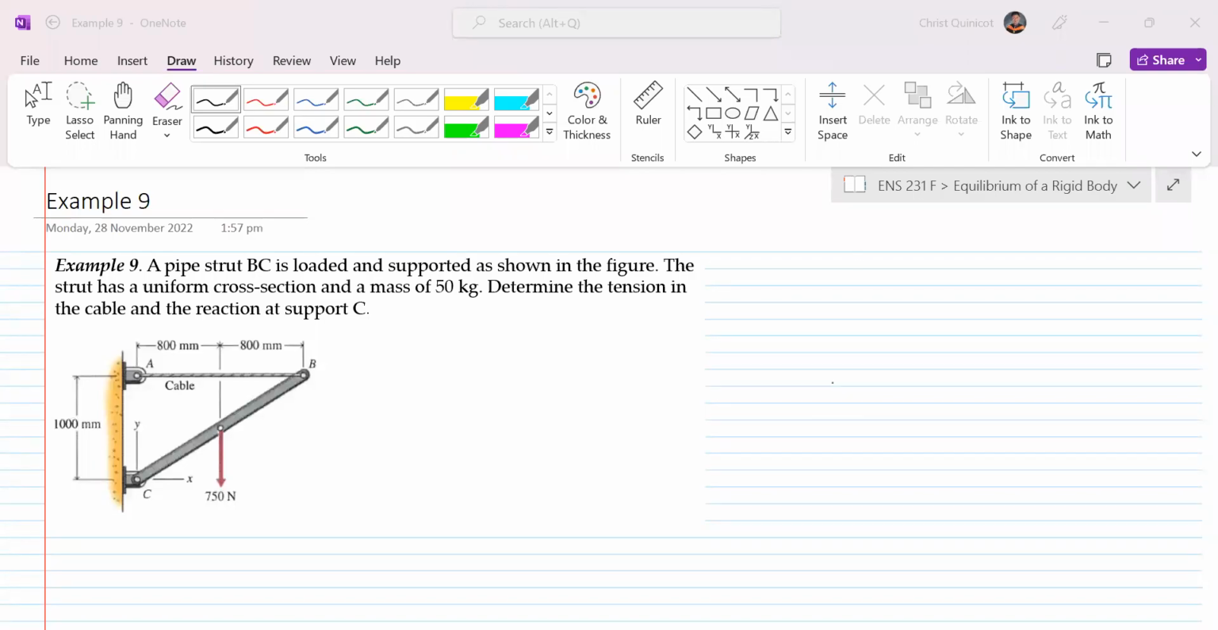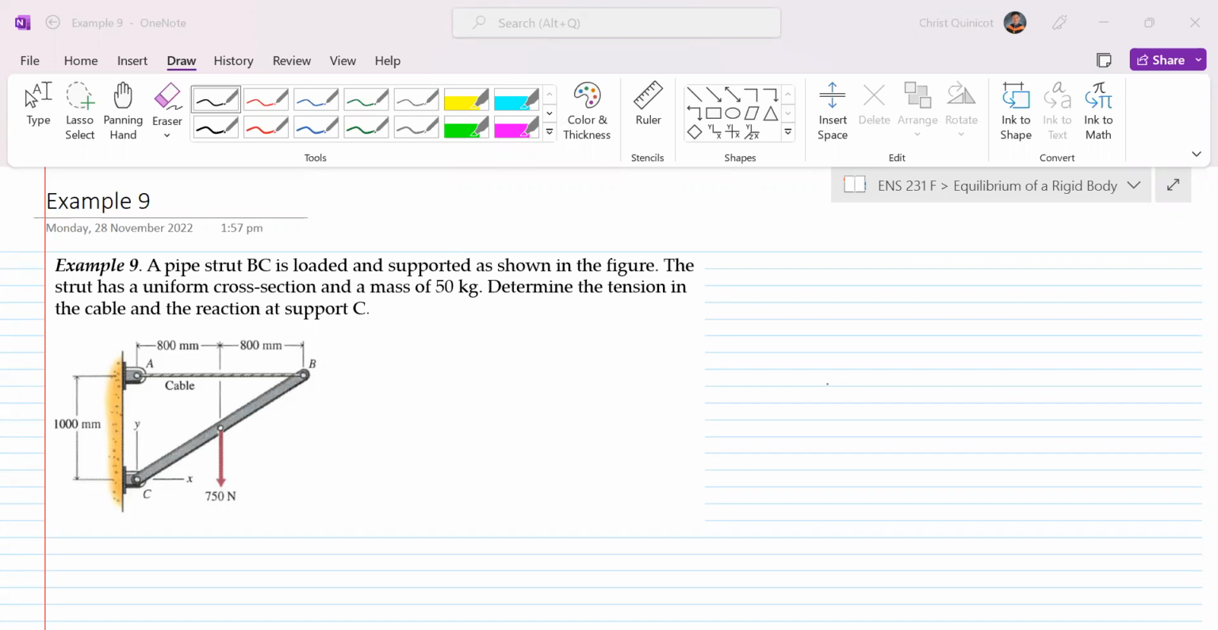Example 9. A pipe strut BC is loaded and supported as shown in the figure. The strut has a uniform cross-section and a mass of 50 kilograms. Determine the tension in the cable and the reaction at support C.